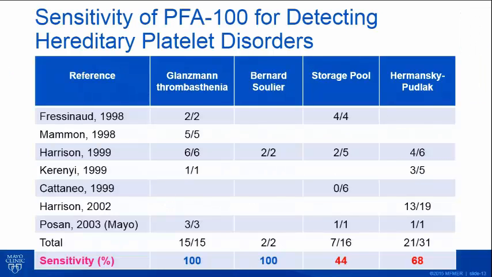This table shows you the sensitivity of PFA-100. It's pretty sensitive for detection of Glanzmann's and Bernard-Soulier. However, its sensitivity for storage disorder is not as good. And also, its sensitivity for mild von Willebrand disease is also not 100%.